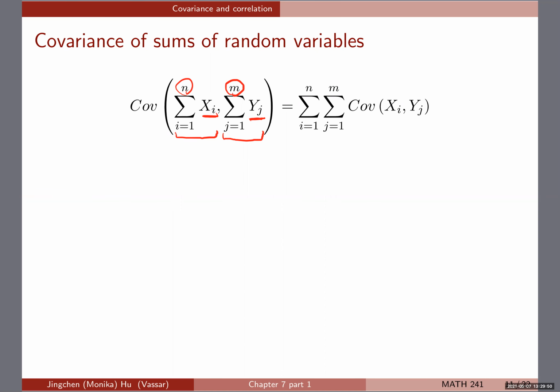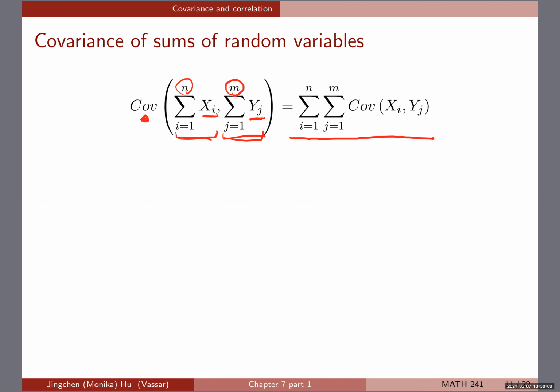Yeah, let me take that back. It's n terms of xi and m terms of yj, okay, not n copies, sorry. But what we really mean here, as you can see, is that we're interested in the covariance of two sums. So the right-hand side is a general result that is handy to us.